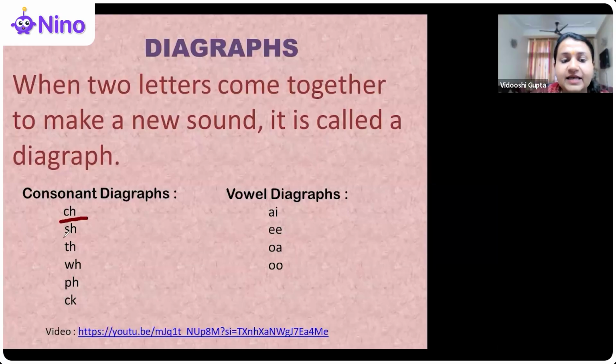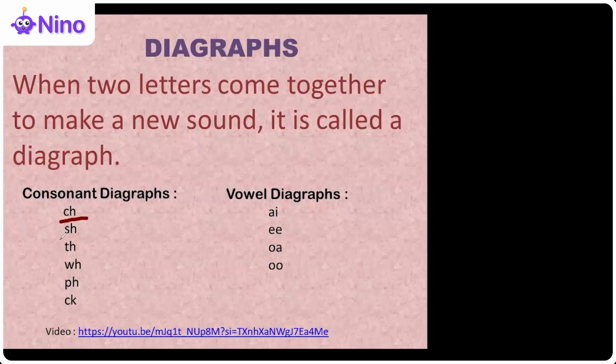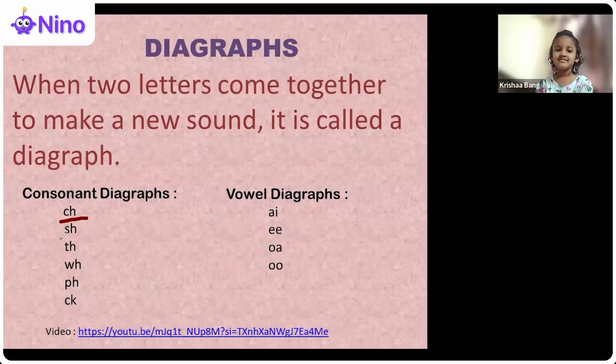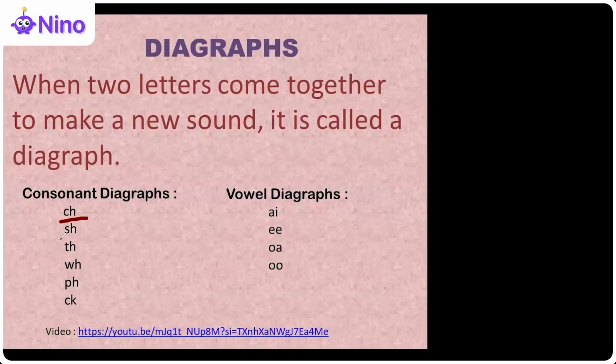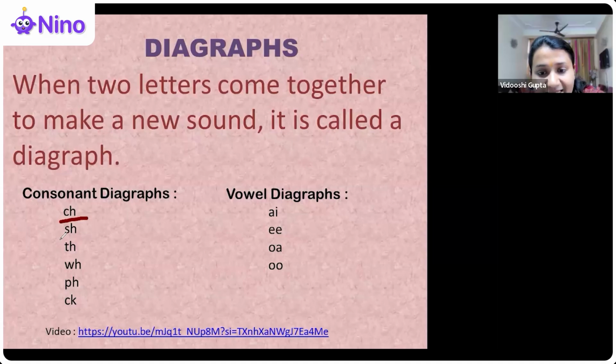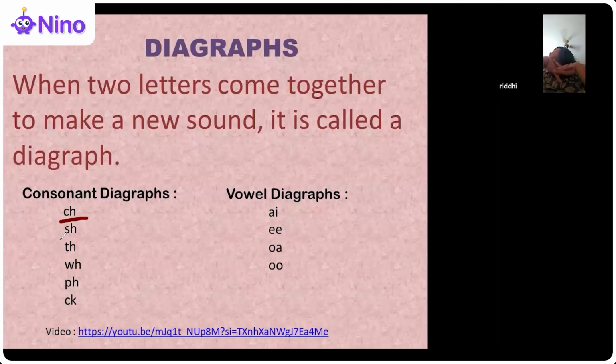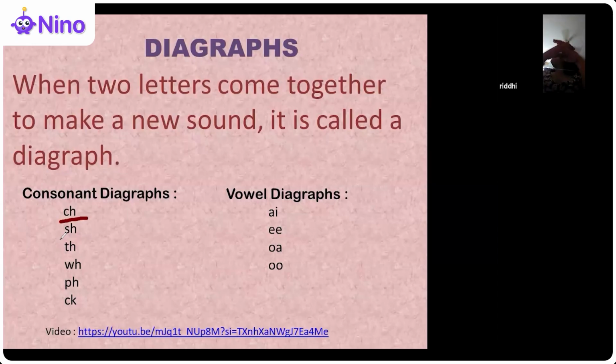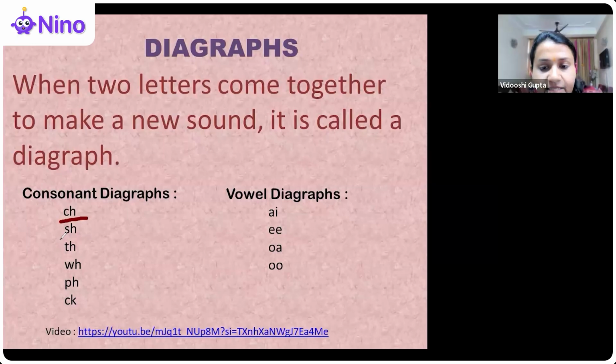Ma'am, please tell me how many letters there are in consonants. 21. Beta, there are 21 consonants. There are 26 alphabets in total, out of which there are 21 consonants and 5 vowels. The 5 vowels are A, E, I, O, U. And apart from these, all the 21 that are left are known as consonants.